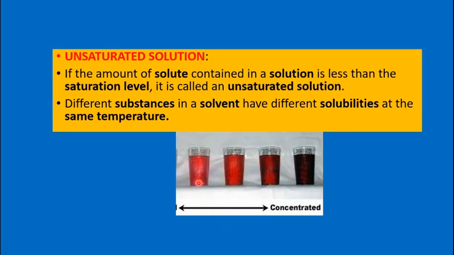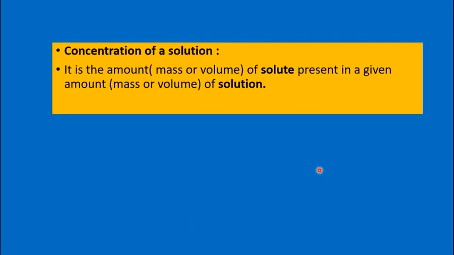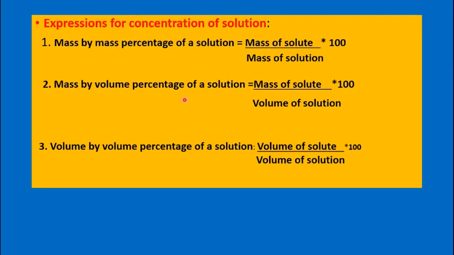So here the first one is unsaturated solution, and this is a saturated solution. Then what do you mean by concentration of a solution? Learn the three different formulas by heart, write them and learn to calculate the concentration of a solution. First one is mass by mass percentage of a solution. Second one is mass by volume. Look at the numerator and the denominator. So mass of the solute divided by the volume of the solution, and when it is multiplied by 100 you will get mass by volume percentage of a solution. Last one for calculating is volume by volume percentage of a solution. So volume of a solute divided by the volume of a solution into 100.